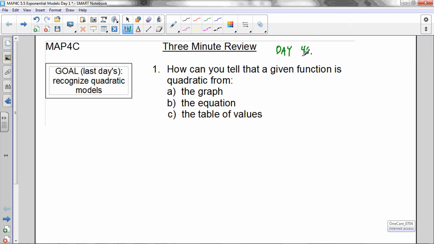All right, MAP4C, day 46. Yesterday we were talking about quadratic models. Today we're talking about exponential models, and the 3-minute review is a review of yesterday's stuff.